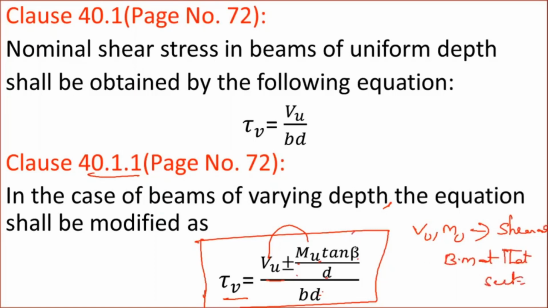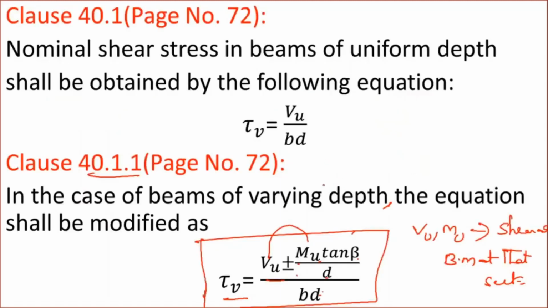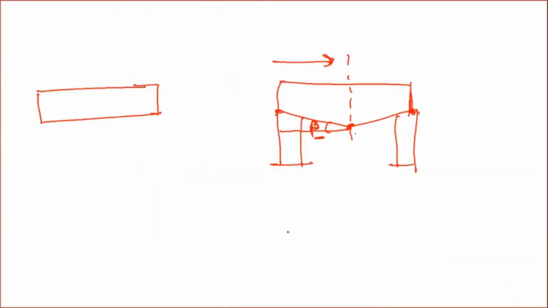Okay, then what is beta here? Suppose this is the cross section and this is the column, this is the longitudinal section. Then determine the angle here. See, determine this angle here. This will become the beta. Then in the equation you can see a symbol here, that is plus or minus signs.